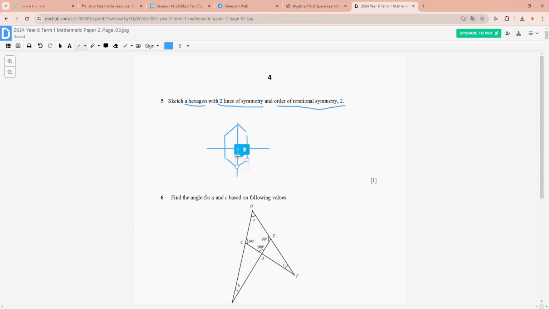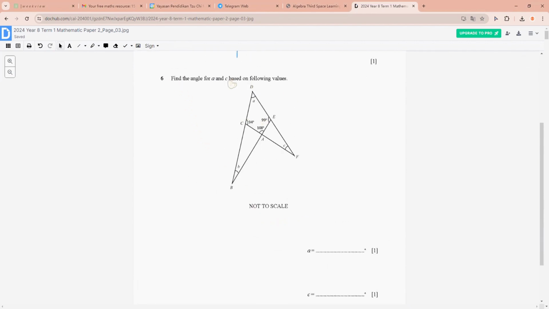And from the image, we can tell that when we rotate it by 360 degrees, we get this shape twice, once like this, and once when we rotate it 180 degrees.